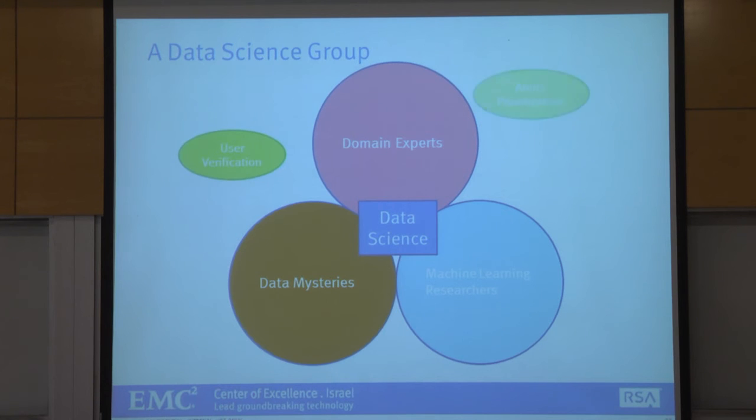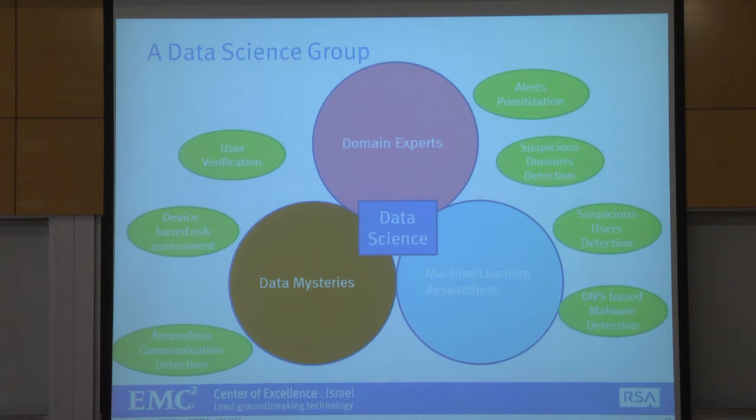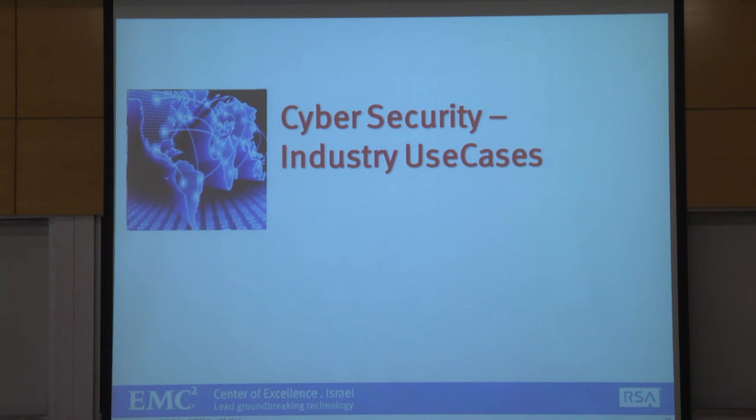And there are a lot of use cases that we do using these capabilities, and I don't have time to go over all of them, probably only a small part of them. I'll start and we'll see where we'll get to. Okay. So we talked about machine learning. We talked about machine learning in cybersecurity. Why is it difficult, and why is there some promise? And let's go over actual industry use cases. And when I'm saying industry, I mean RSA use cases. That's the use cases I'm more familiar with.